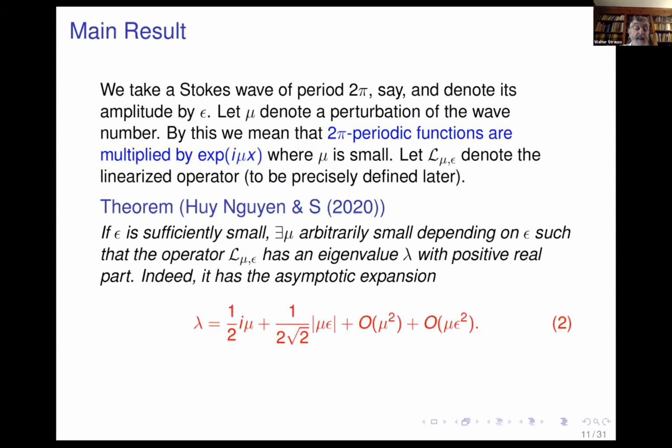And in fact, the eigenvalue, which tells you the growth, like e to the lambda t, the lambda is given in red here. And you see it has an imaginary part, but it also has a real part, 1 over 2 square root of 2 times mu epsilon. And that's the thing that gives you the instability. That's the result I'm talking about.